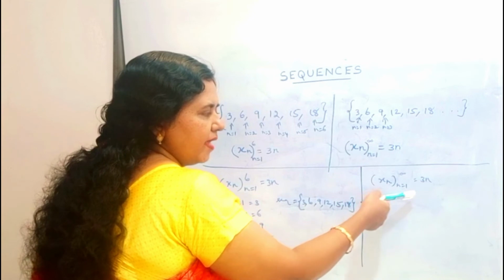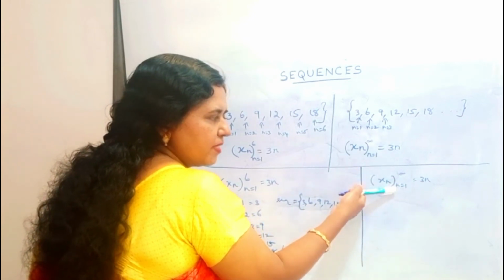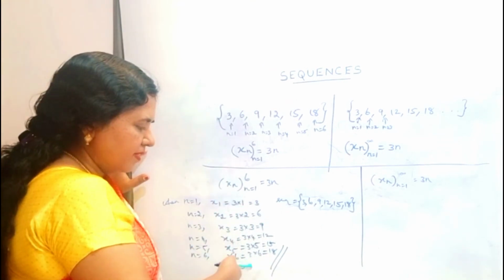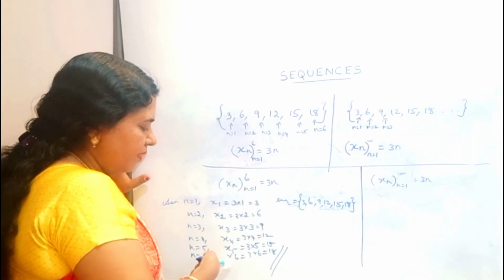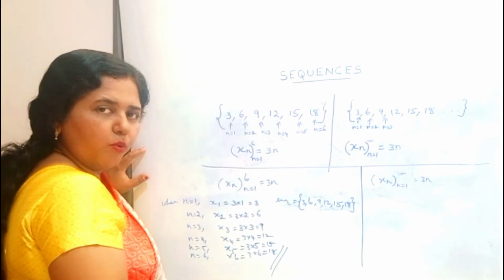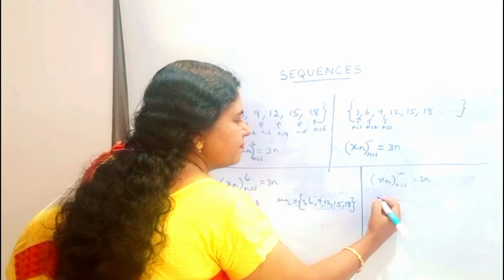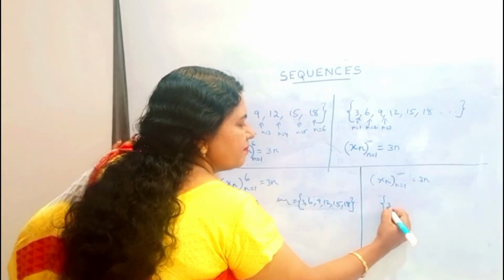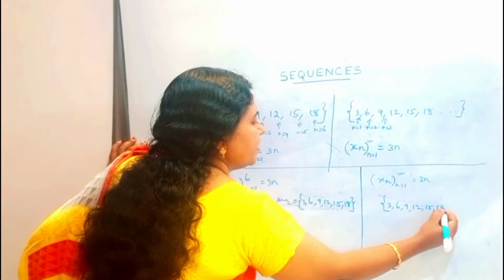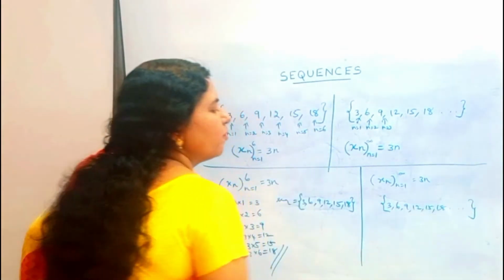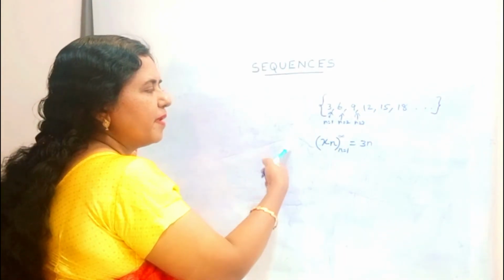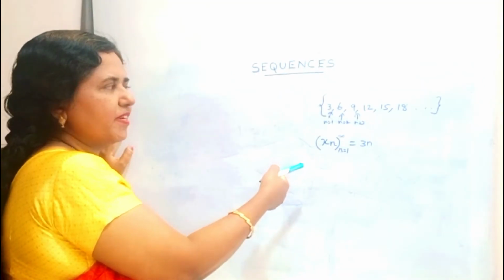So in this case, if the expression is given and if you are asked to find out the sequence, we have to proceed in the same way and we have to find out x7, x8 and it will be going on. There will be no end. So the sequence becomes 3, 6, 9, 12, 15, 18. It will be going on. There will be no end. That's all.